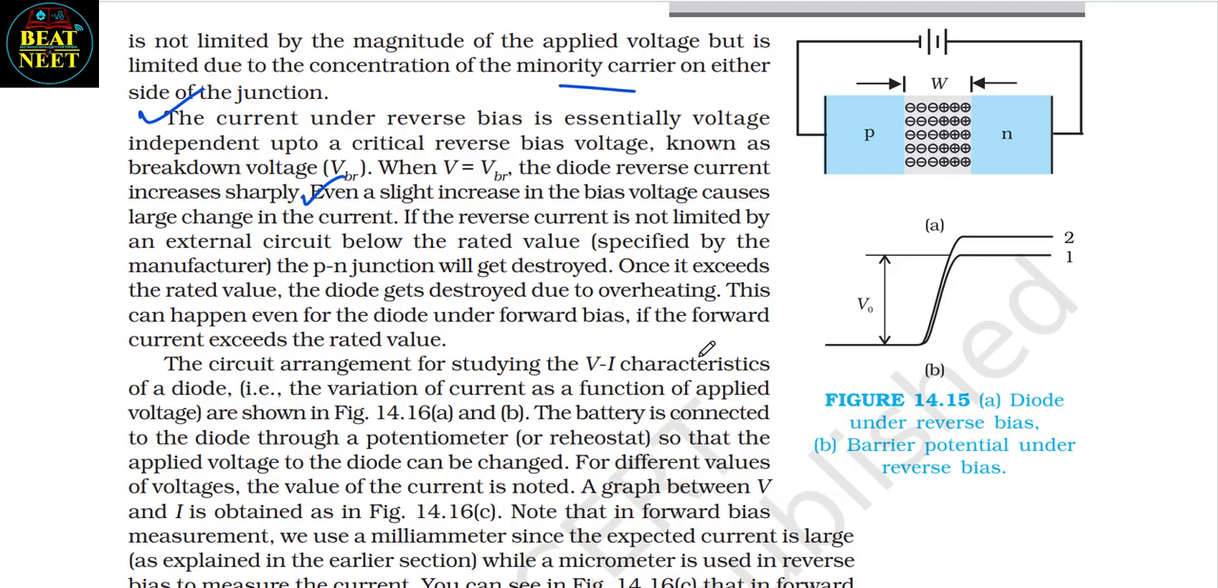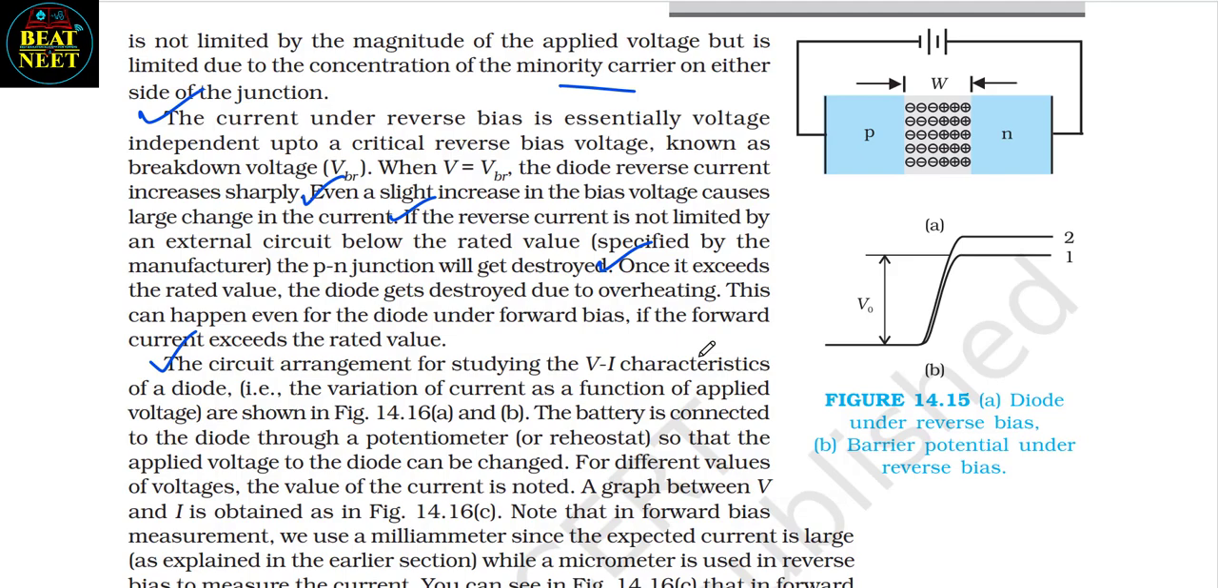Even a slight increase in the bias voltage causes a large change in the current. If the reverse current is not limited by an external circuit below the rated value specified by the manufacturer, the PN junction will get destroyed. Once it exceeds the rated value, the diode gets destroyed due to overheating. This can happen even for a diode under forward bias if the forward current exceeds the rated value.